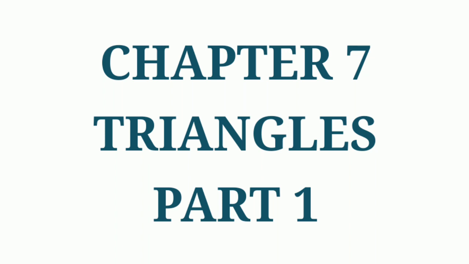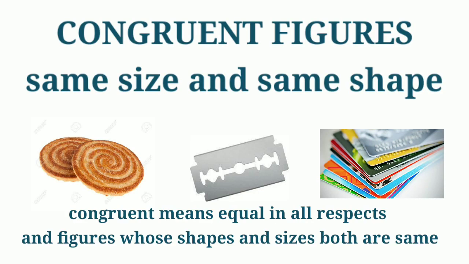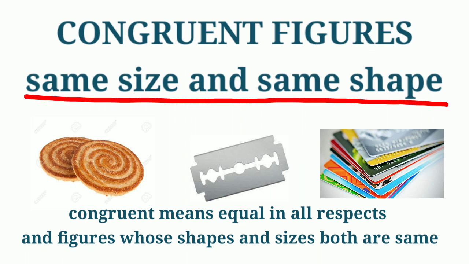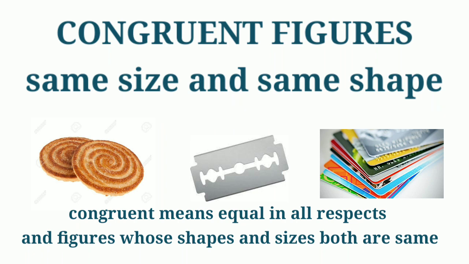Chapter 7, Triangles, Part 1. Students, do you know what are congruent figures? Yes, congruent means same size and same shape. Figures of the same size and shape are called congruent figures.